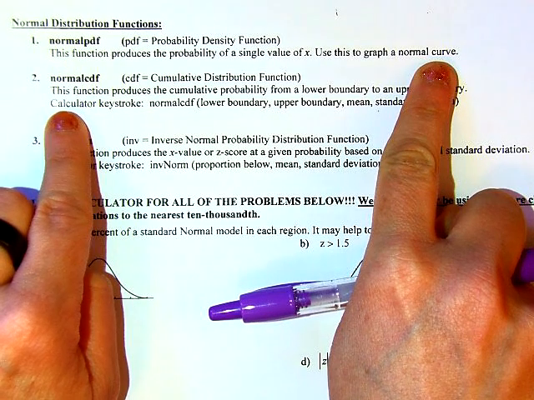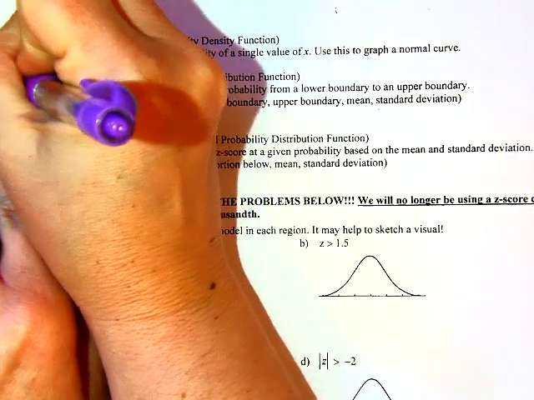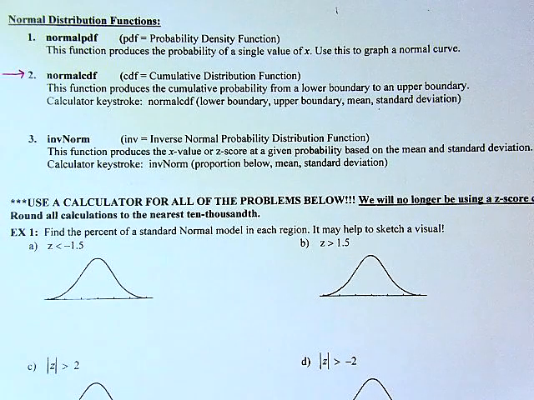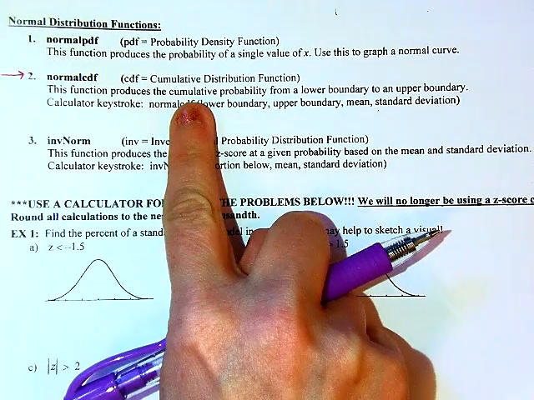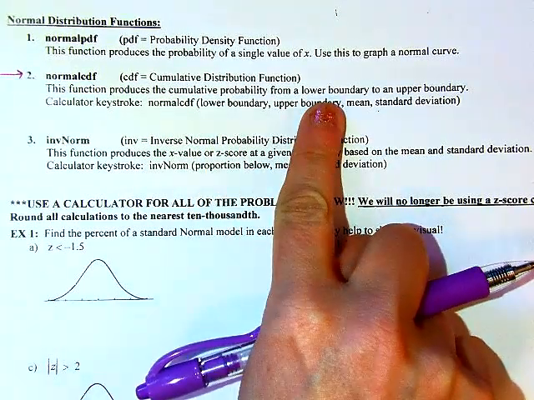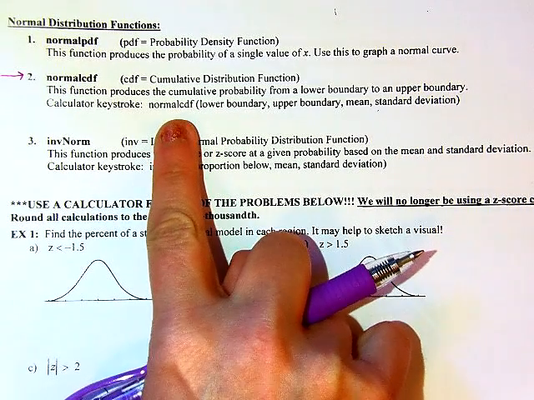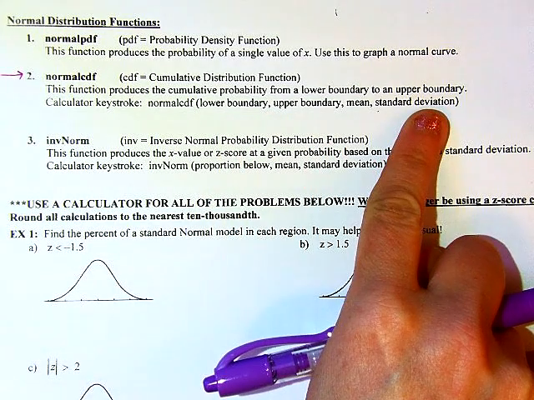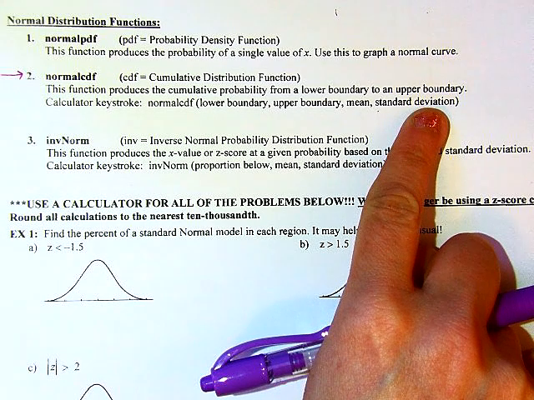We're going to be using this second one, normal CDF. We're going to use that a lot. So that's the cumulative density or distribution function. So this enables us to produce the cumulative probability or cumulative area from a lower boundary to an upper boundary. What we type into the calculator is normal CDF, lower to upper boundary, the mean and the standard deviation of our distribution. Sometimes we know that, and sometimes we're using z-scores instead.